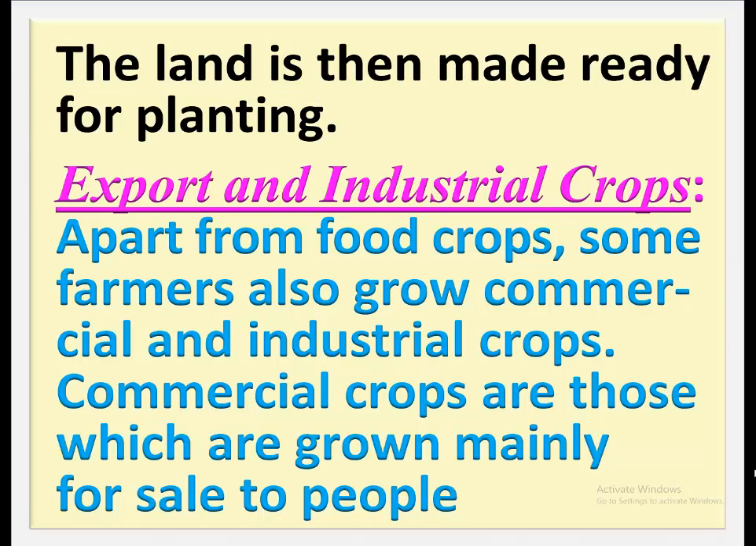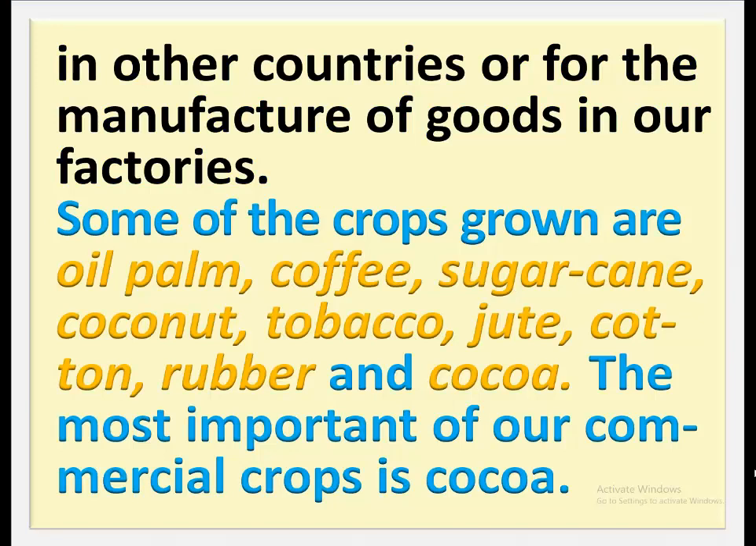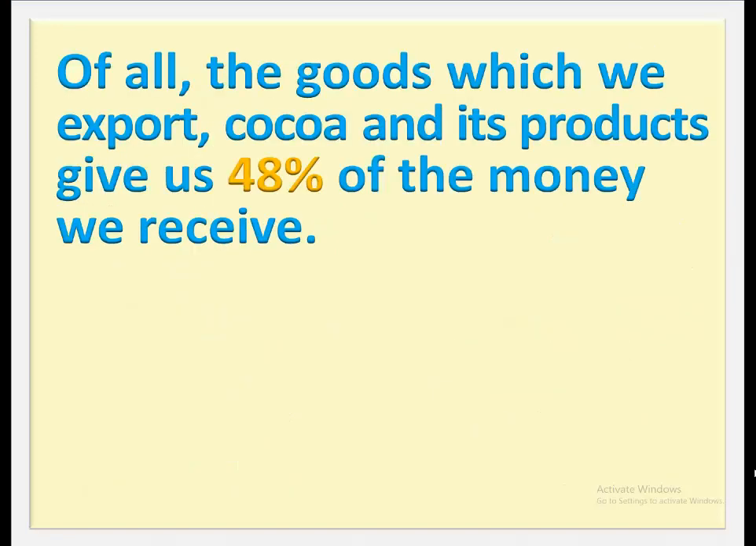Export and industrial crops. Apart from food crops, some farmers also grow commercial and industrial crops. Commercial crops are those which are grown mainly for sale to people in other countries, or for the manufacture of goods in our factories. Some of the crops grown are oil palm, coffee, sugarcane, coconut, tobacco, jute, cotton, rubber and cocoa. The most important of our commercial crops is cocoa. Of all the goods which we export, cocoa and its products give us 48% of the money we receive.